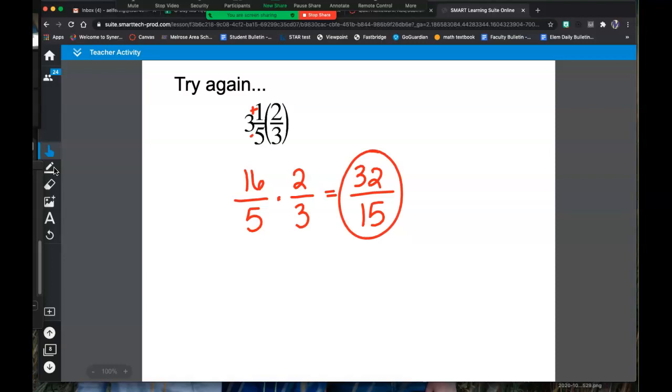If you want to, you can make it a mixed number. 15 goes into 32 2 times with 2 left over. So you could have 2 and 2/15 if you wanted. Questions there?